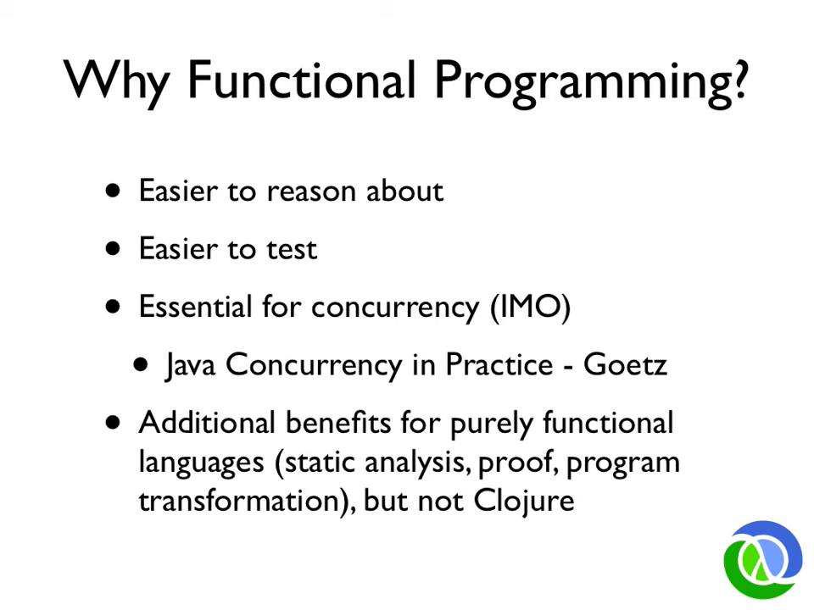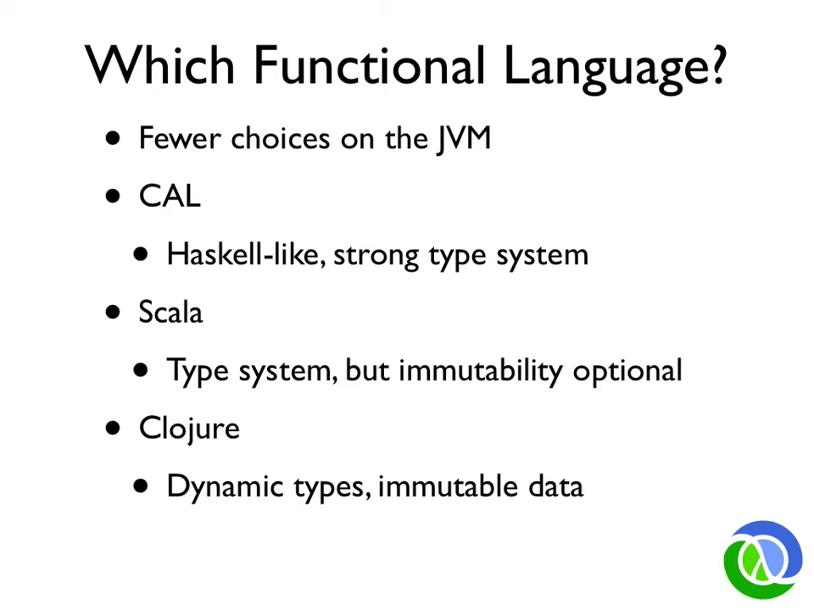There are other benefits to functional programming that don't accrue to Clojure because Clojure is not purely functional, because you can't prove something about Clojure. You can't prove it never calls Java. Some of the things you can do with Haskell, you can't do with Clojure. On the JVM, there's a couple of choices, but not very many. Cal would be one that's going to give you the Haskell-like experience. I don't know too much about it, except it's that kind of a language and it's on the JVM. Scala, I think, gets a lot of talk in this area, but I'm not sure their immutability story is consistent enough to deliver here. I'll go easy because I don't know.